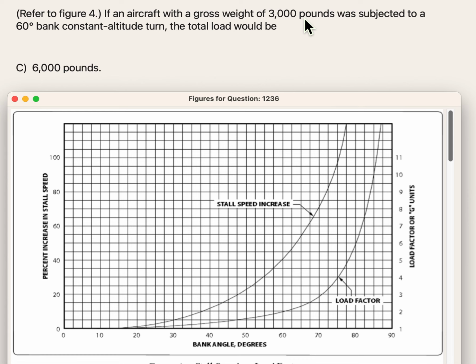If an aircraft with a gross weight of 3,000 pounds was subjected to a 60-degree constant altitude turn, the total would be double that. So yeah, 60-degree bank doubles the weight, so 2 Gs. So load factor by 2 at 60 degrees. We go to 60 degrees up to that line, and the load factor is 2. So 2 times 3,000 is 6,000 pounds. All right, cool.